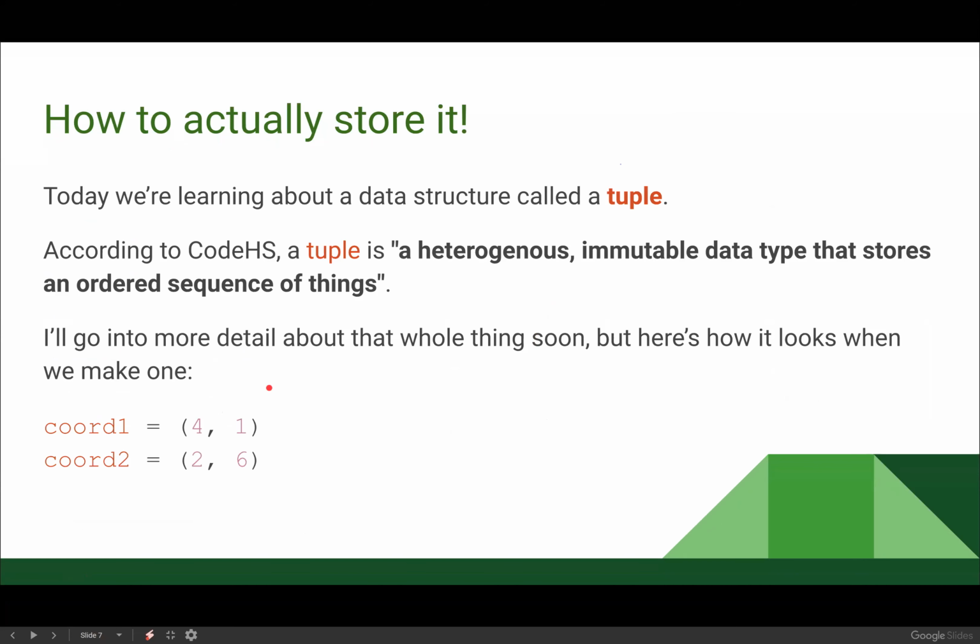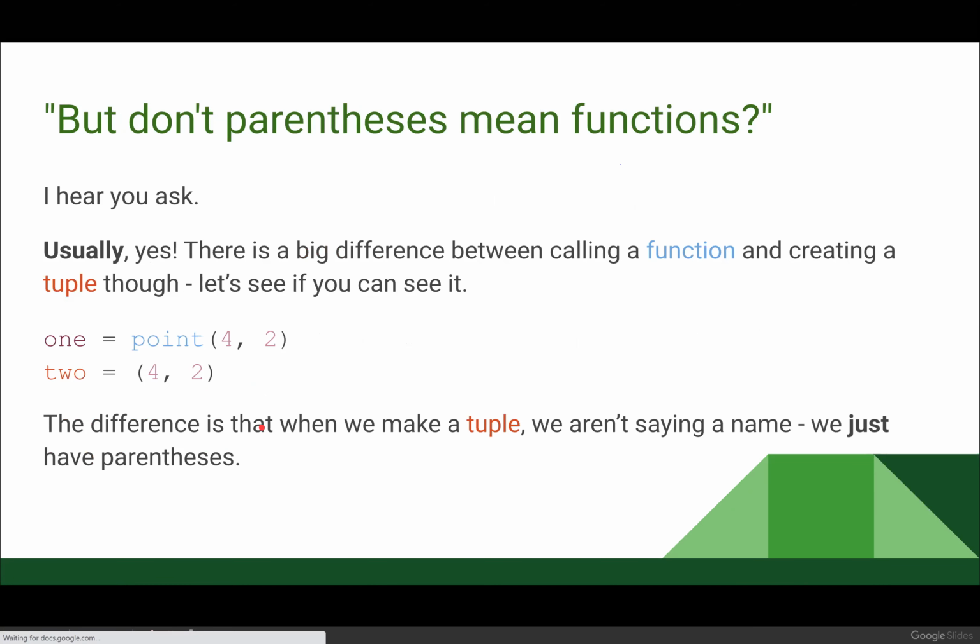So here's what it looks like when I make a tuple. I'm going to make a variable equaling 4, 1 inside of parentheses. So I'm storing those two pieces of data, those two integers, inside of parentheses. But don't parentheses mean functions? I hear you all asking right now, all of you who are on mute on Zoom, everyone in the classroom, are you all asking simultaneously, don't parentheses mean functions? Usually, yes, they would. But there's a big difference between calling a function and creating a tuple, or tuple. There's no right way to say it.